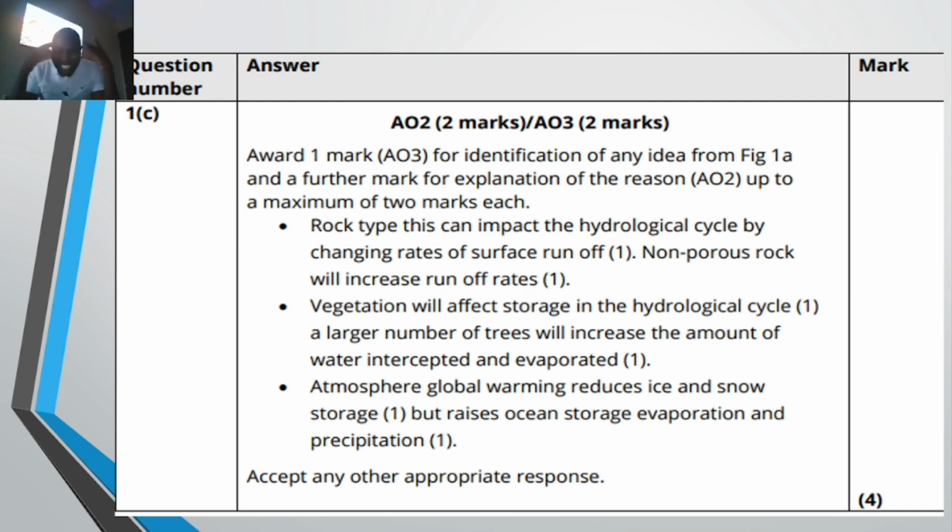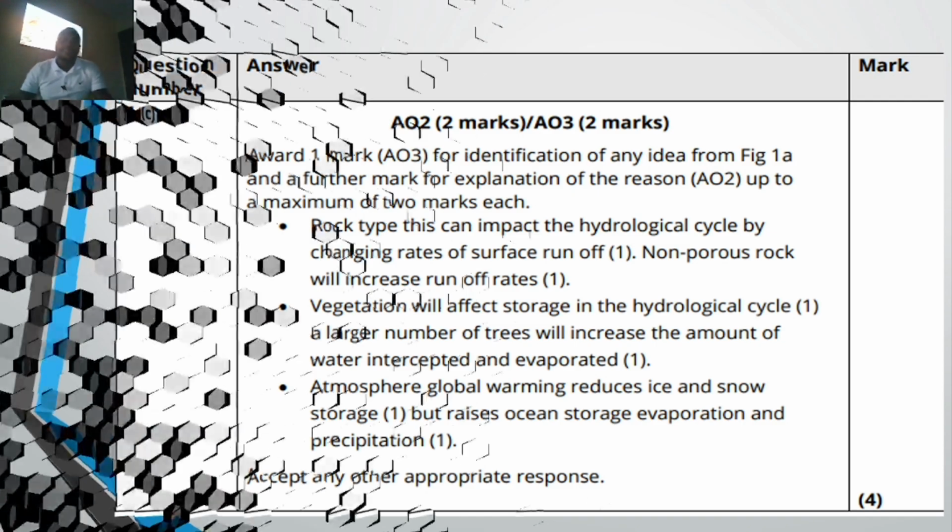So this question needs you at least to think in that manner. Like we've given there, it's mentioned there. You give us an idea and then you explain further. You give your second mark. So accept any other appropriate response that is right, okay? So guys, let's look at another one.